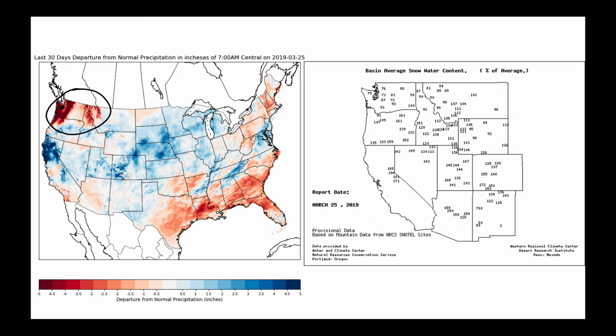And if you come over here to the basin average snow water content, it's this same region that's still showing a bit of a deficit in our basin average snow water content, while the rest of the western United States is really in major surplus in terms of snowfall for this winter.